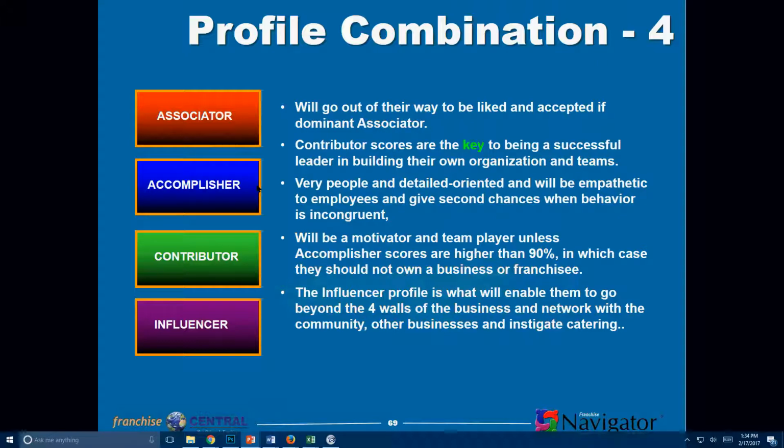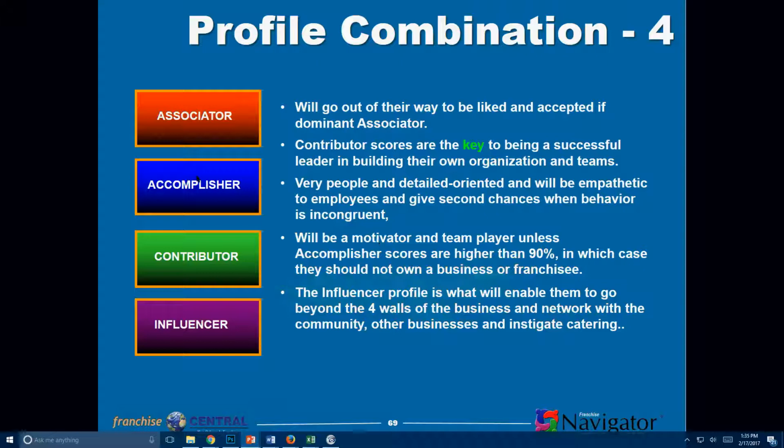Profiles and assessments that give you one or two, you're actually better off buying Linda Goodman's Sun Sign book, because you'll get more information from that than you will from a profile that gives you one profile. So the key in this particular case is the contributor, because that's what enables them to build teams. Very detail-oriented. They're going to be very empathetic to employees, and they're going to give second chances when behavior is incongruent or if there's a problem, if there's conflict.